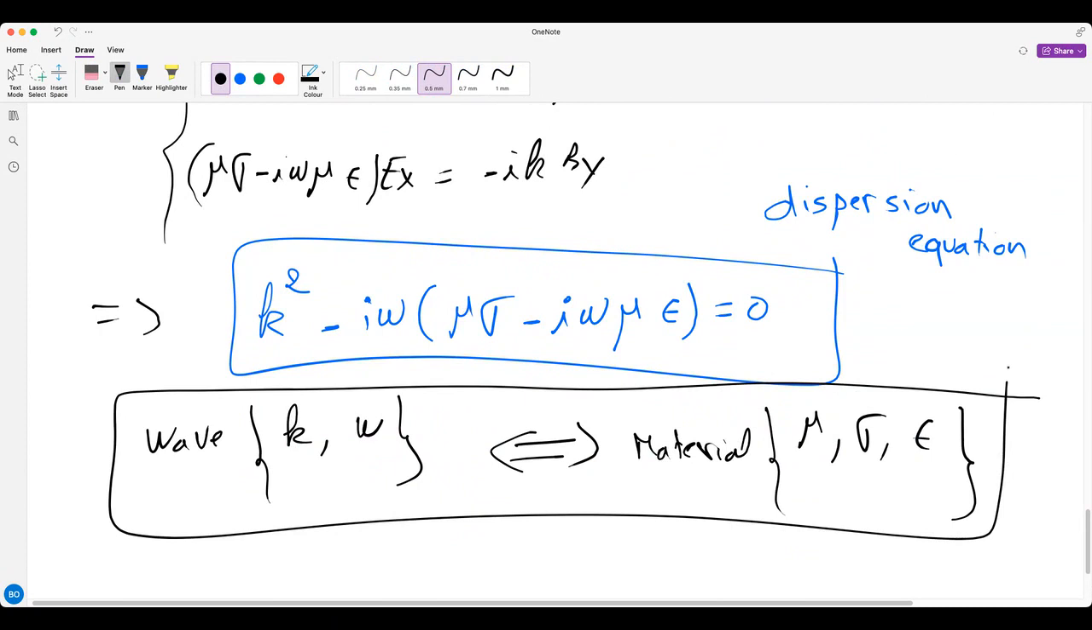Any question? So for me, the most important thing will be to understand this dispersion equation. The way we reached it, you can look into the steps that we did, but this is a very, very important equation. And before going further, do you have any question?